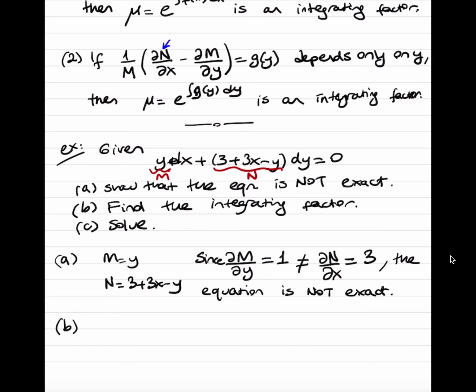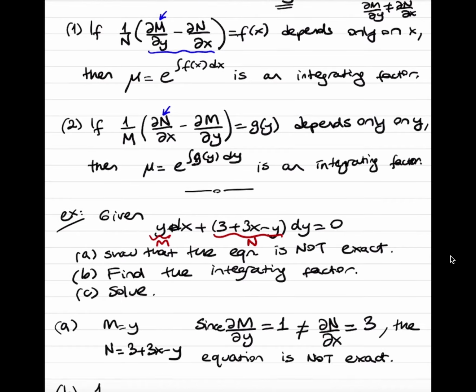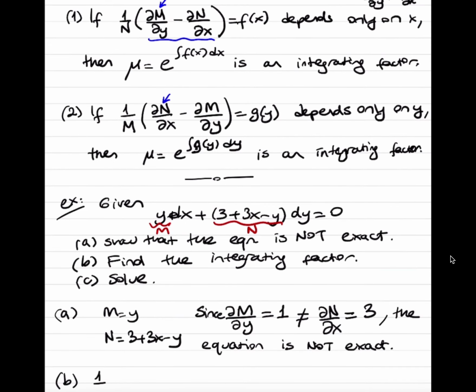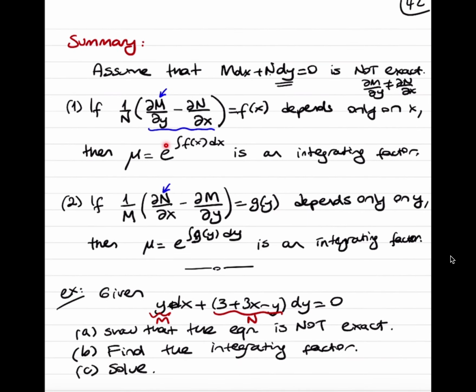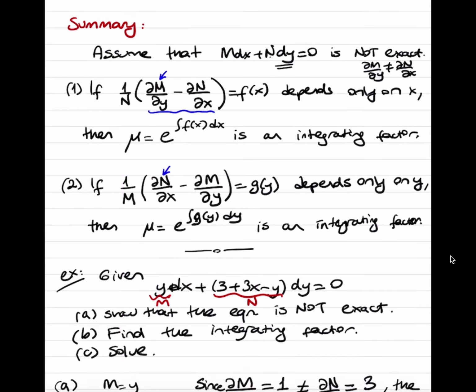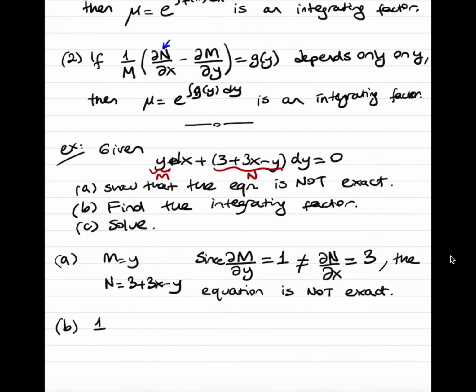So how will we find the integrating factor? Let's look at these ratios. We will check 1 over N, and with this one, the 1 over M formula. So we will check these ratios.